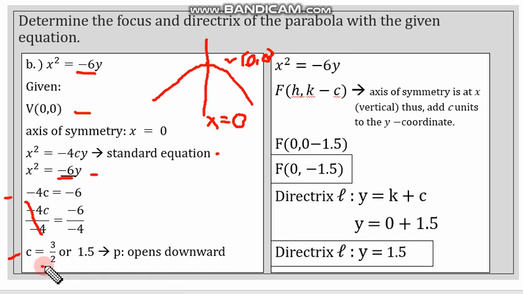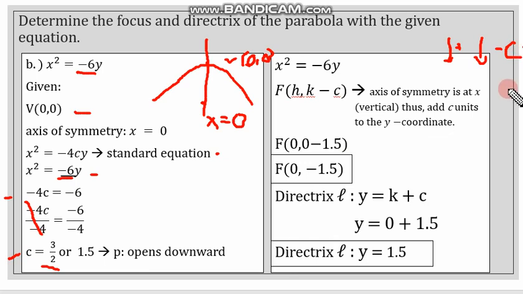So since this is positive, and the focus is below, since the focus is downward, we subtract. However, if the sign of c is negative, for example negative 3/2, then we add to get the focus. So it's important that all of your c is positive, so you only have one thing to remember.